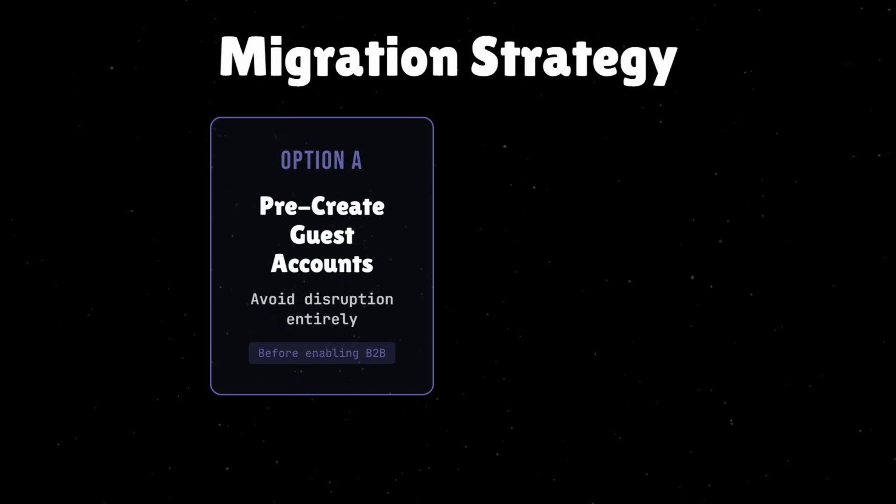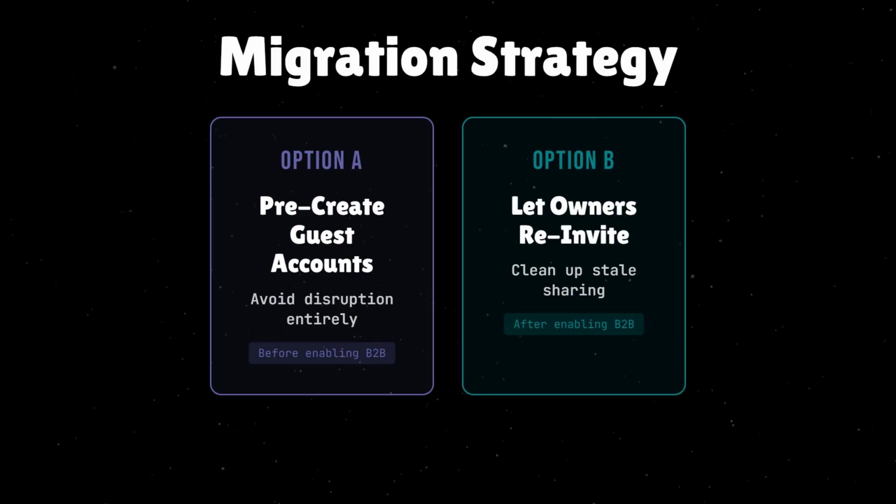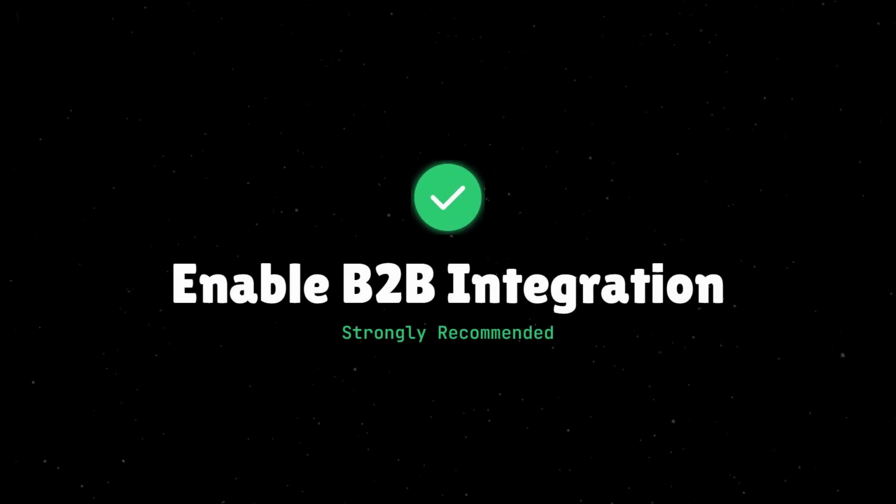This way, when the switch is flipped, those users already have a guest object in your directory and can avoid the access disruption entirely. The other approach, and honestly this might be the better one, is to let the data owners explicitly re-invite their external users after the change. That way, you're not blindly converting every ad hoc user into a guest account. Some of those sharing relationships may be stale or no longer needed. And this gives your organization a chance to clean things up. If you haven't enabled this yet, I'd strongly recommend looking into it, and I'll drop a link in the description.